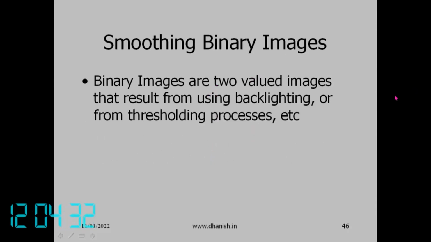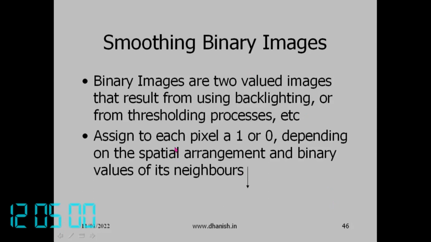Then smoothing binary images. Binary images are two-valued images that result from using backlighting or from thresholding processes, etc. So we have this intensity transformation, where we can convert an image into a binary image. If it is above a certain threshold, you replace it with 1. If it is below, it is replaced with 0. So how do we smoothen a binary image? The result has to be only 1 or 0.